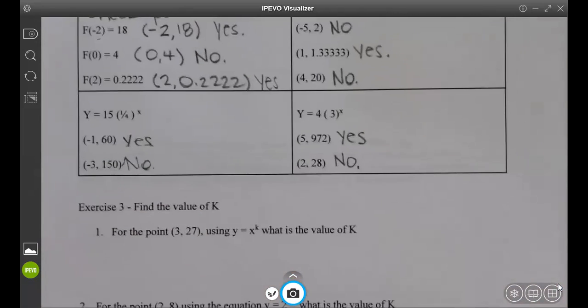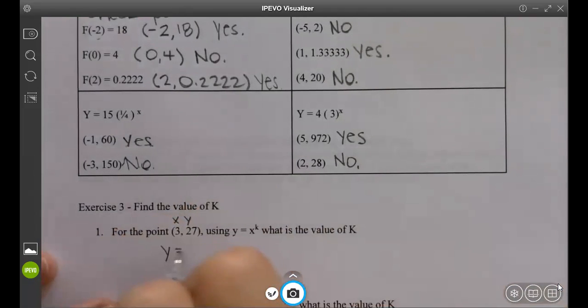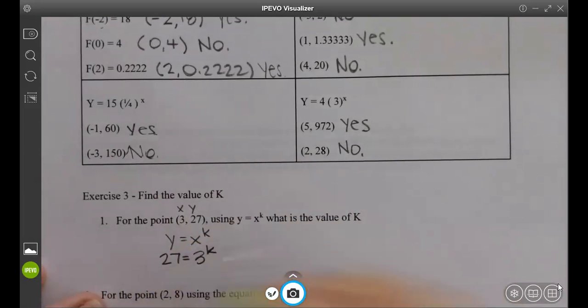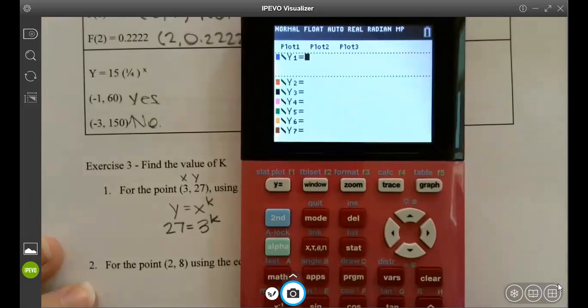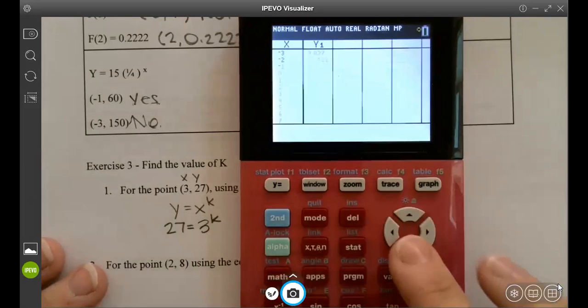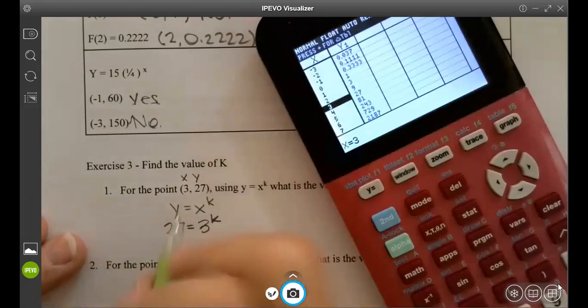All right. For the point 3, 27, using y equals x to the k, what is the value of k? So all you're doing is remembering that this is an xy coordinate, and we're going to plug into the formula. What's your y coordinate? 27. What's your x coordinate? 3. We're looking for k. 3 to the what gives you 27? You can plug it in, 3 to the x instead of k. Look at your table and find 27. What is k going to be? 3. That's it, y'all.